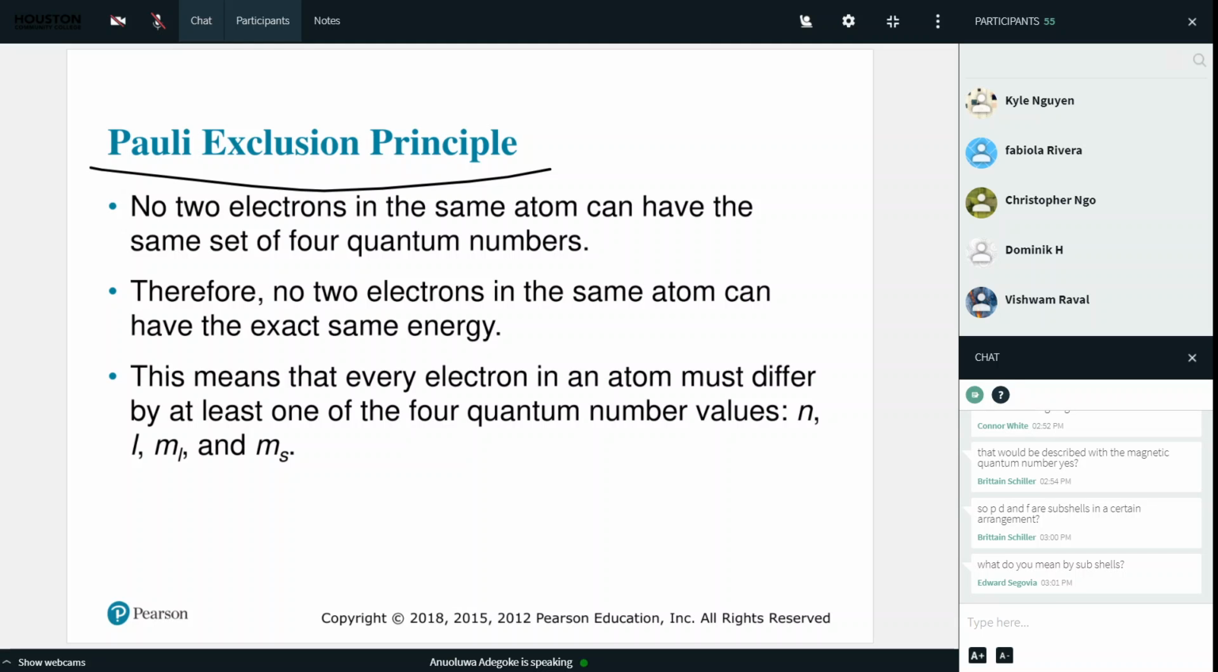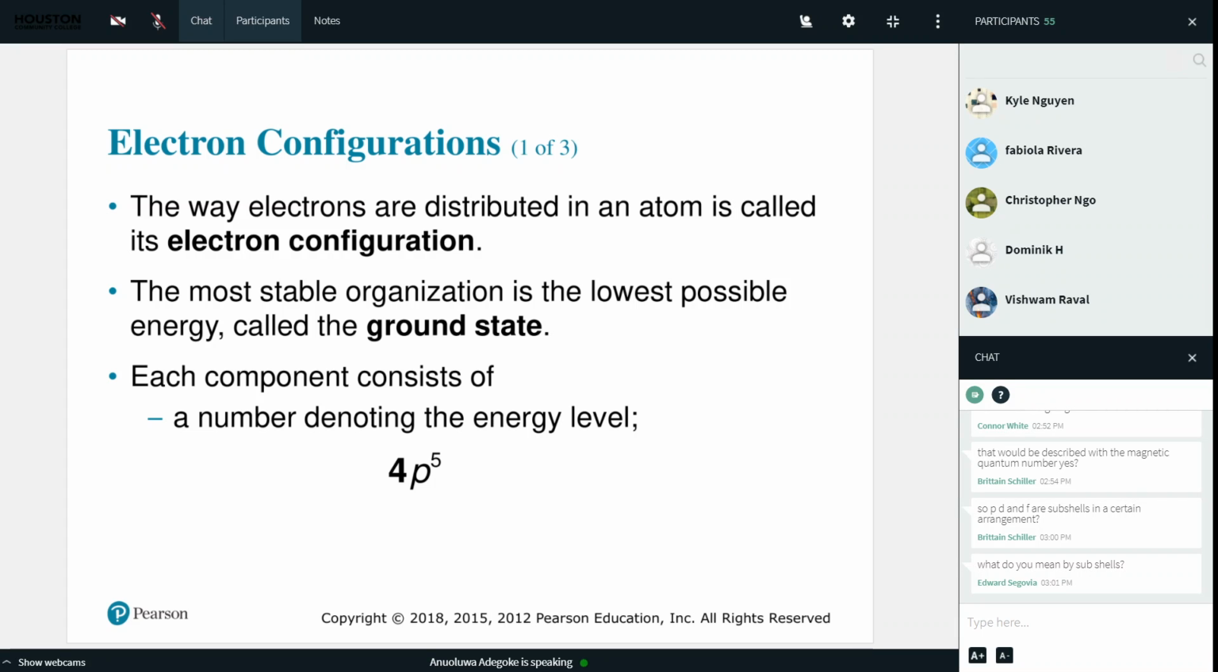Now, there are other rules that we're also going to look at. The next one will be Hund's rule. Hund's rule is not described here. What Hund's rule basically says is that the most stable arrangement of electrons in the subshell is the one with the greatest number of parallel spins. We'll talk about Hund's rule later.